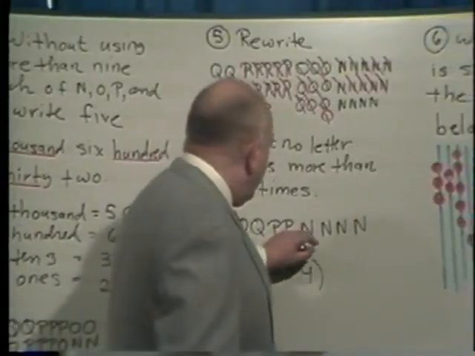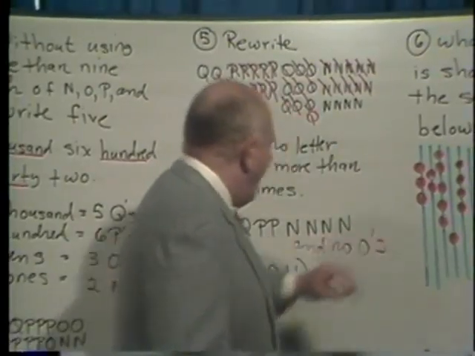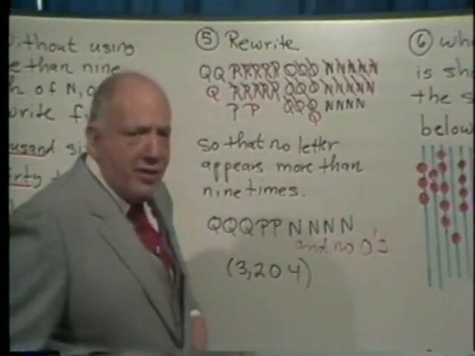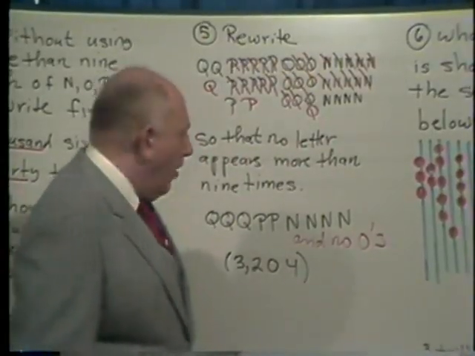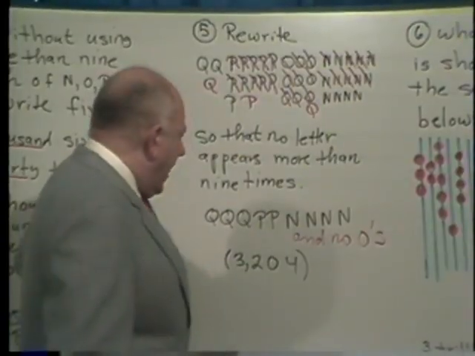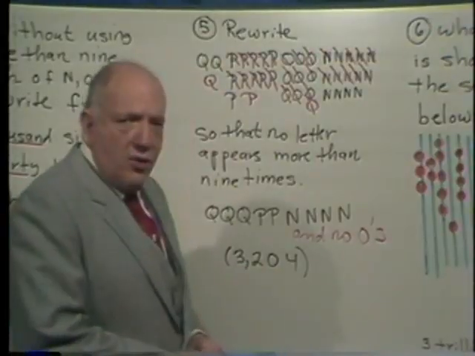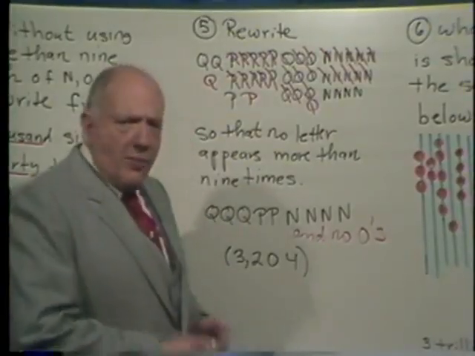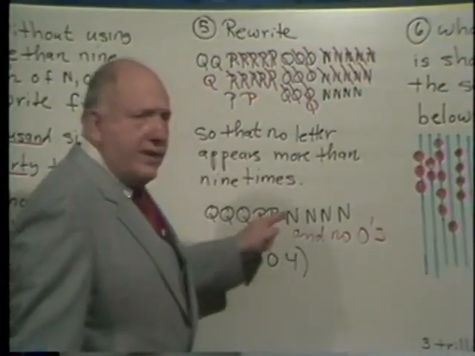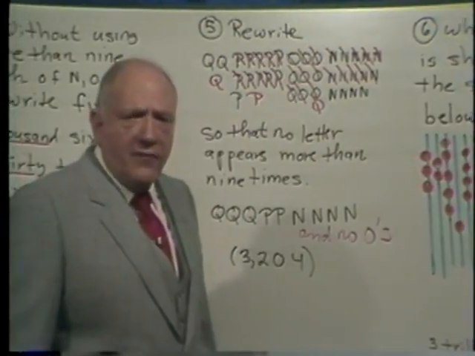And I don't write, well, I'm writing it now, but I don't say, and no O's. There are no O's, and the reason that I know that there are no O's is that none appear. And again, notice in place value notation, this would be 3,204. Okay? Now, what's the problem with this particular system? Every time you want to come to a new power of 10, you need a new letter of the alphabet.